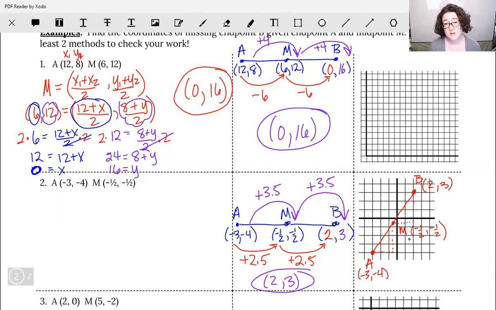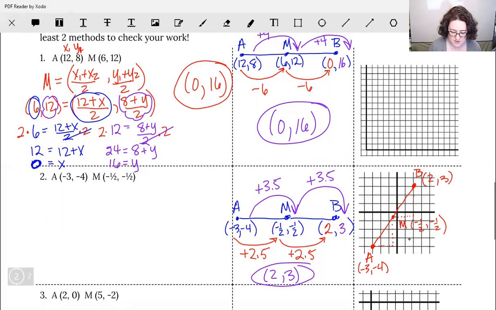Okay, go ahead and pause the video and try out number 3 using any method. Again, my suggestion is pick 2 methods and then see which one works best for you. It's always a good idea to use that second method to check again. So again, pause the video and try out number 3.